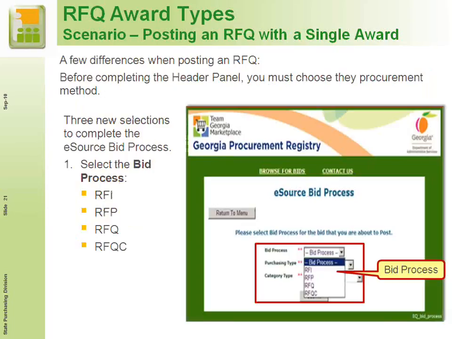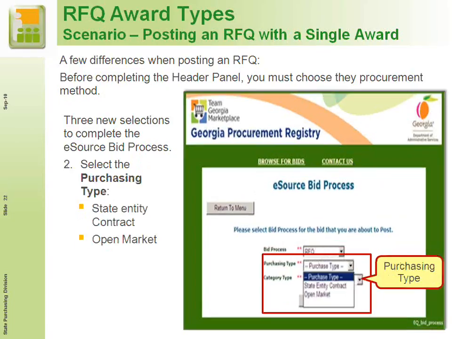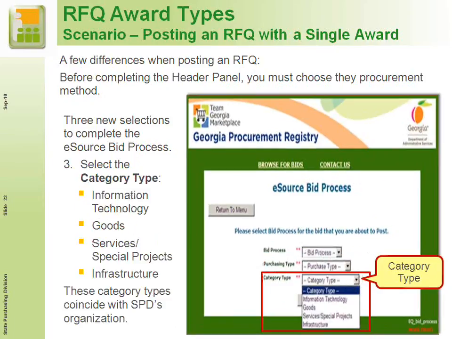Now, some of the differences that you're going to see when posting an RFQ from eQuote to eSource is the following screen. Before you complete the header panel, you have to choose your procurement method. The three new selections to complete the eSource bid process are as follows. You're going to select your bid process, and that's going to give you a choice of an RFI, RFP, RFQ, or an RFQC. Once you select your bid process, you move on to step two, selecting your purchasing type, and that's either going to be, in this instance, for an RFQ, state entity contract or an open market purchase. In step three, you have to choose the category type, and that's going to be one of the four categories here at the state: information technology, goods, services and special projects, or infrastructure.